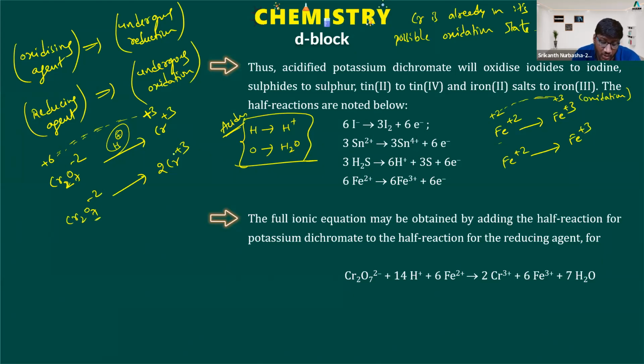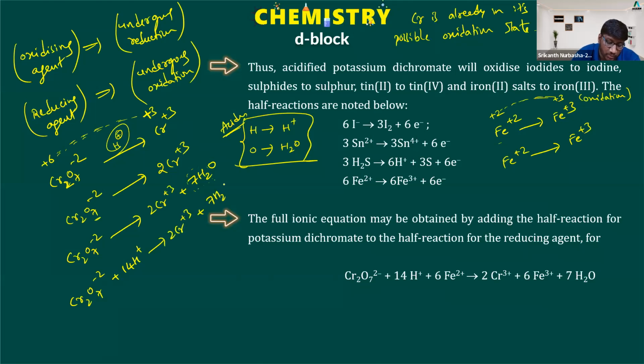We have 7 oxygens here, no oxygens on the other side. So Cr2O7 2- converts to 2 Cr3+ plus 7 H2O. Why have I added 7 H2O? Because to balance the number of oxygens. Now look at hydrogens. Because of balancing oxygens, I have 14 hydrogens on the product side, but no hydrogens on the reactant side. To balance hydrogens, I can add H+ ions. So Cr2O7 2- plus 14 H+ gives 2 Cr3+ plus 7 H2O.